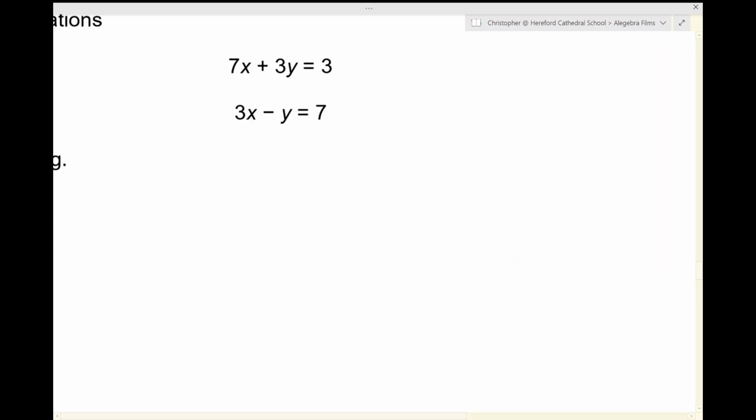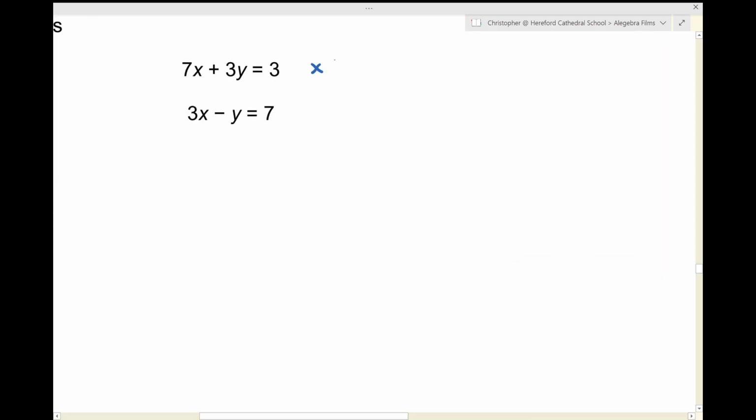Question 7. Get the x's equal, then subtract. Right, I'm going to multiply this top equation by 3 and the bottom equation by 7, because that's going to give me 21x in both equations. That's the top one multiplied by 3. Here's the second one multiplied by 7.